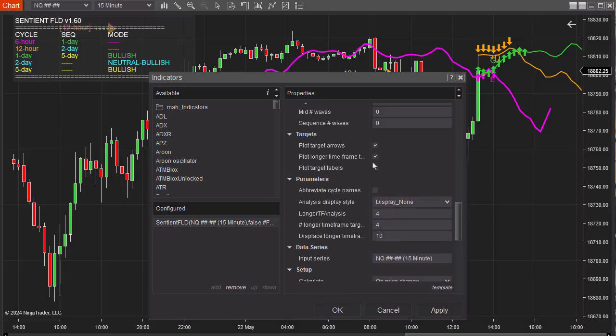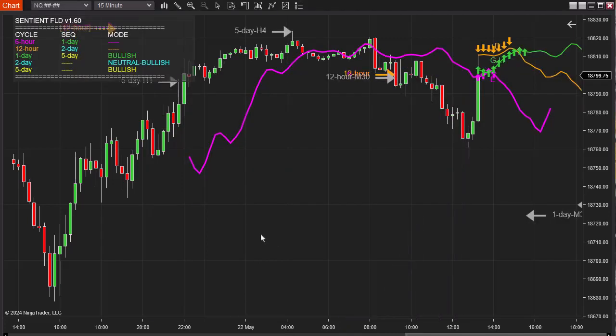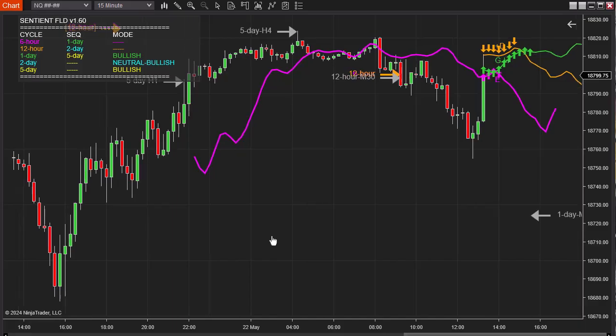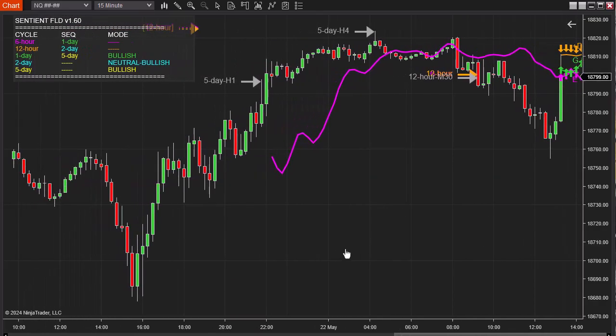Okay, so we have chosen to plot our longer time frame targets. We are loading 4 longer time frames for our analysis, which is the default number, and we are going to be plotting targets for all 4 of those longer time frames. We click on the OK button. And now you can immediately see some interesting new targets. Let's consider them one at a time.